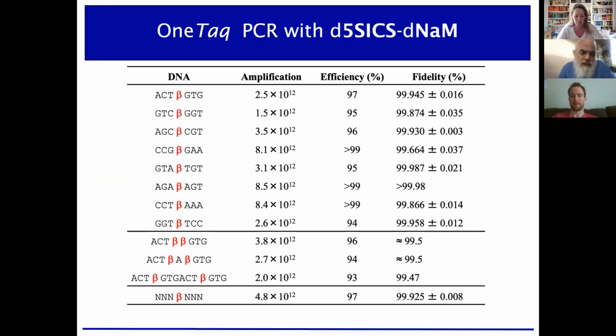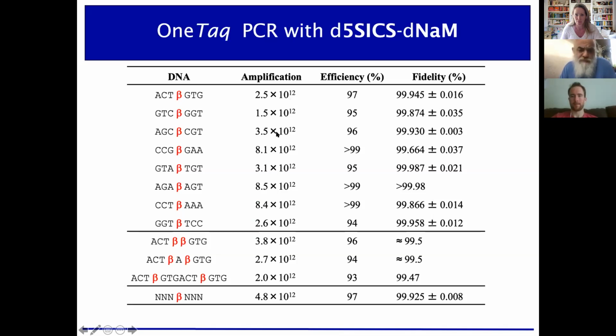And so we looked at the unnatural base pair. This is now 5,6 NAM again. And we put it into a bunch of different sequences. I'm only showing the immediate flanking sequence here. These were 150 mer oligonucleotides. They were amplified 10 to the 12 fold.